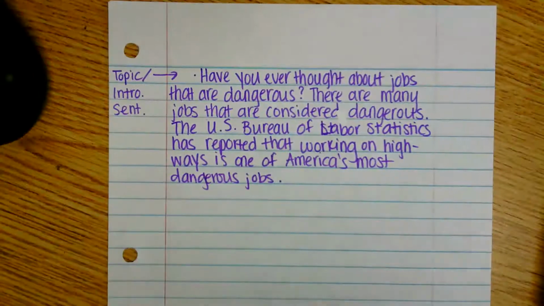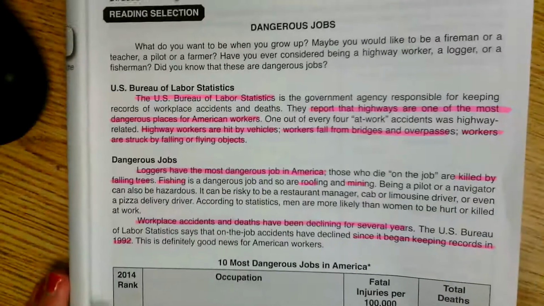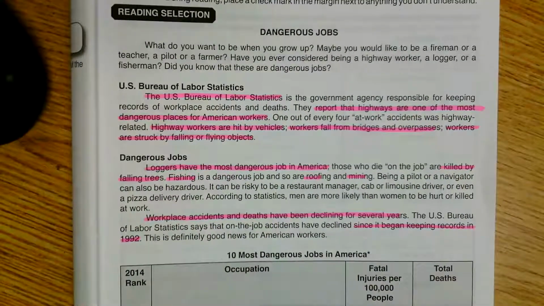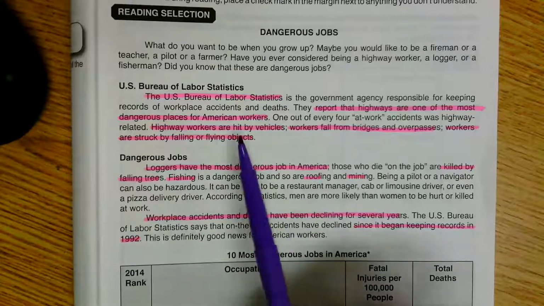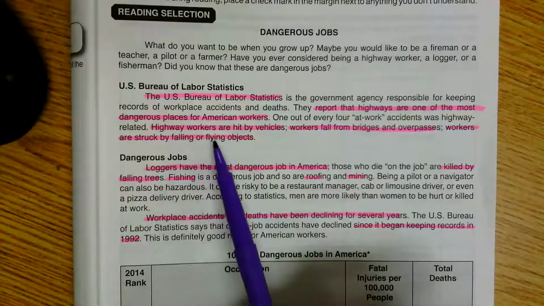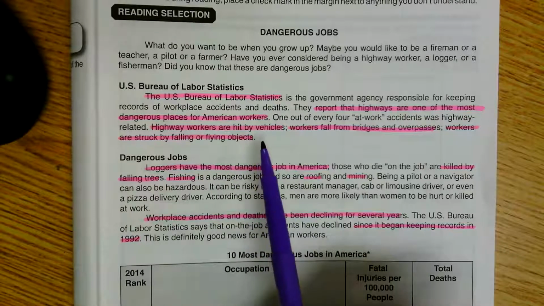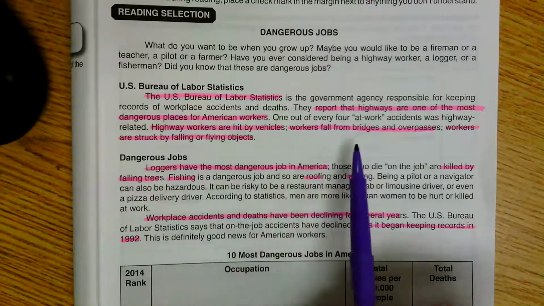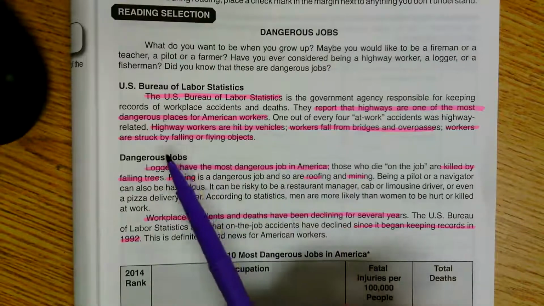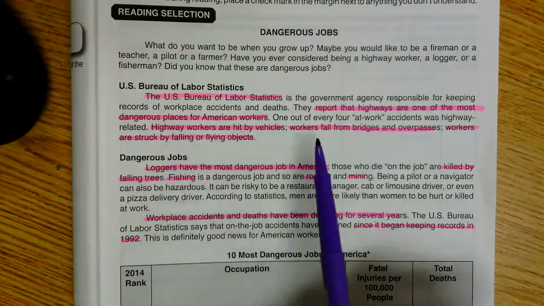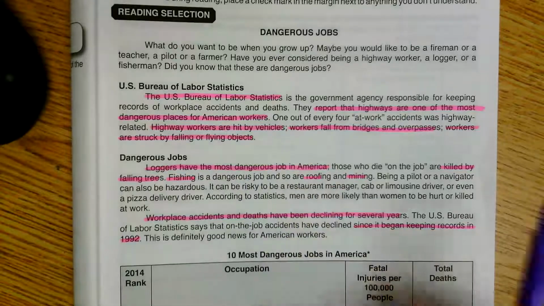Now I go back to the text, and after that, it also gives me examples of dangers that workers can face when they're working on the highway. So things like they could get hit by cars, vehicles, they could fall from bridges, and then they could also be struck or hit by flying objects. So I'm going to add just a couple of these as examples.